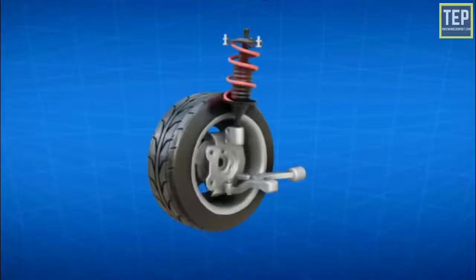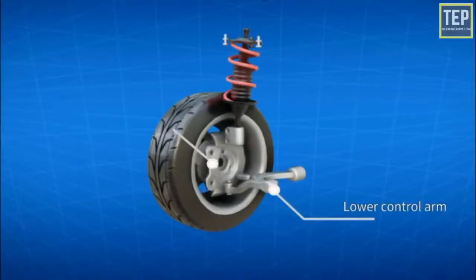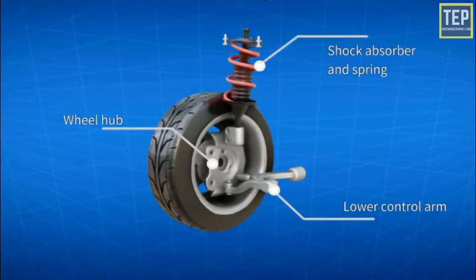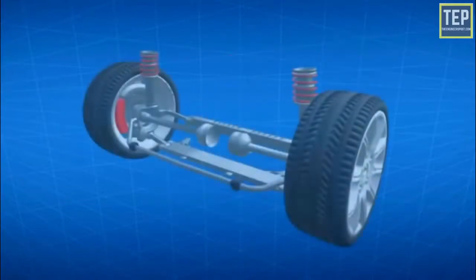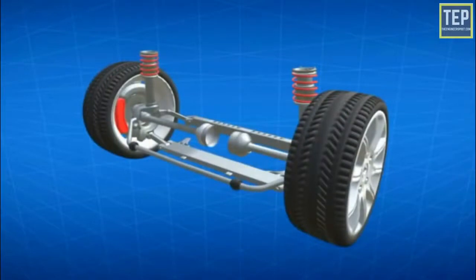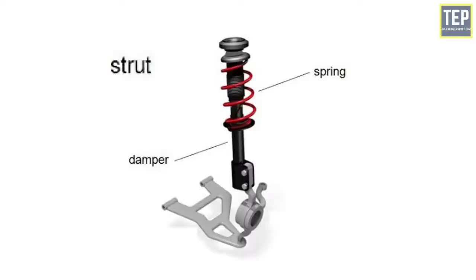In this system, on the lower side of the wheel hub, the lower control arm is located, and on the upper end, a shock absorber or strut is placed, which is attached with a flexible joint. Both the strut and lower control arm are connected to the frame of the vehicle with a flexible joint. In the whole system, the main component is the strut. It consists of a spring and a damper.